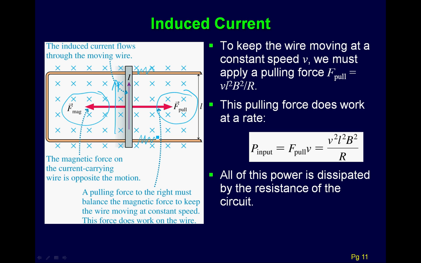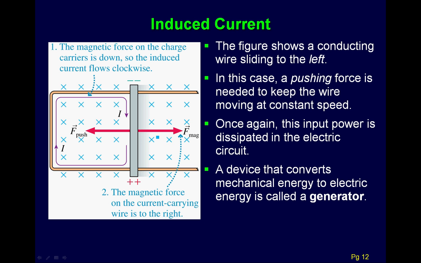And so while you're doing this, you have a power, and the power is basically dissipated by the resistance in the circuit. And this is our induced current, so this is a device that converts mechanical energy to electrical energy, and we call that a generator. So by moving this bar, I make a little battery, and that little battery will make a current flow.